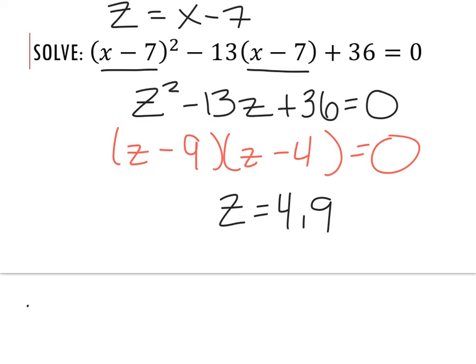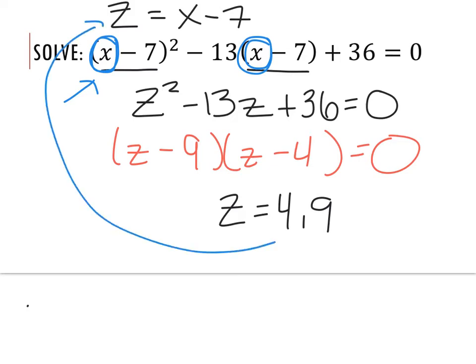However, think about what our original variable was, x. I know what z is, but do I know what x is in the original equation? No, not yet. So we have to use that original z is equal to x minus 7. So we know that z is 4. So I'm going to plug 4 in here. 4 is equal to x minus 7. And then if I add 7 to both sides, I know that x is equal to 11.